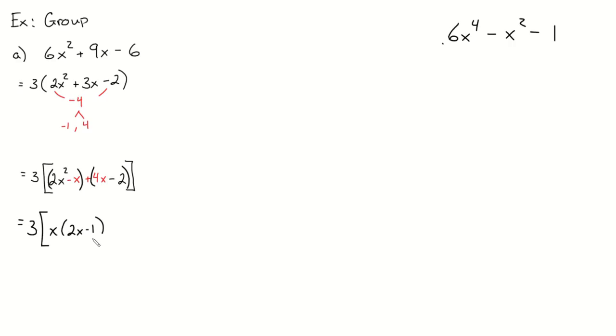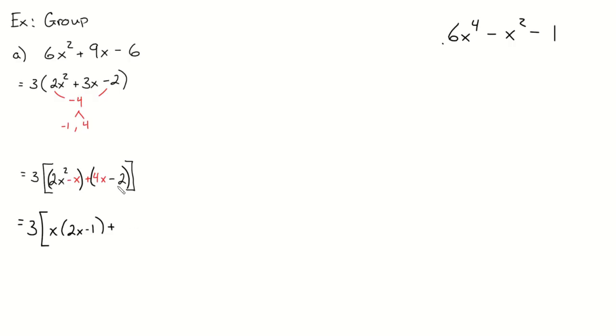And that's what I need. One of my factors is 2x minus 1. That's it. Okay, I would just erase this line. Okay, looking at this, I have done the first group. Hopefully we have the same thing.